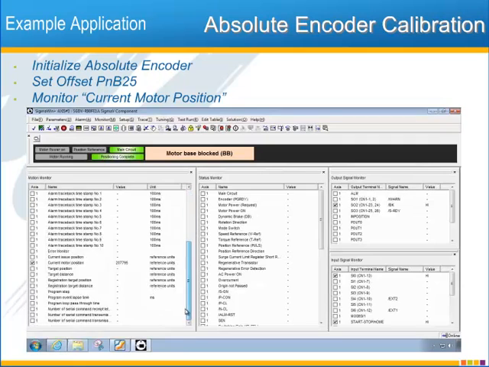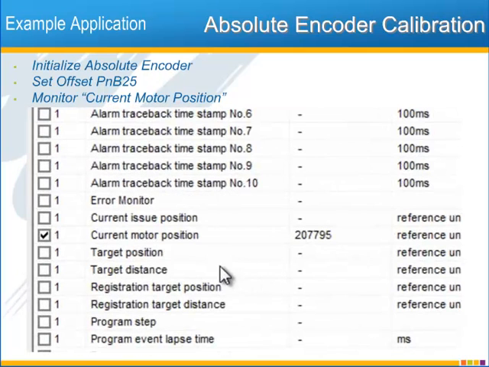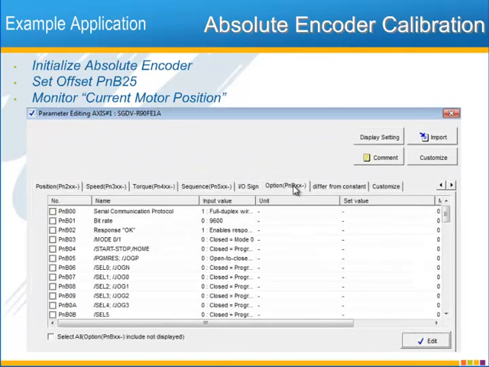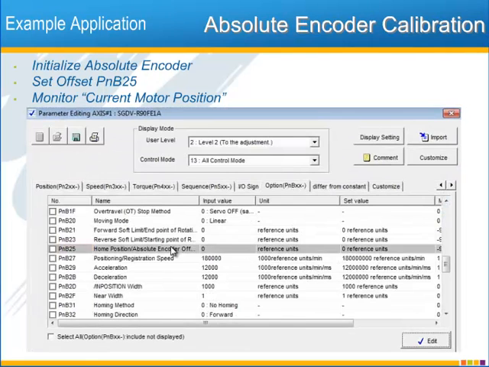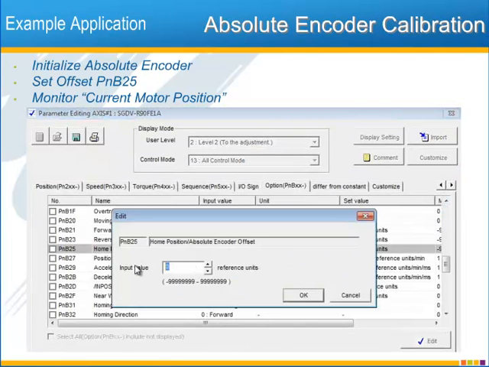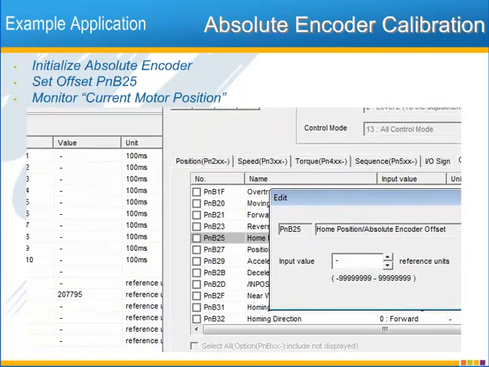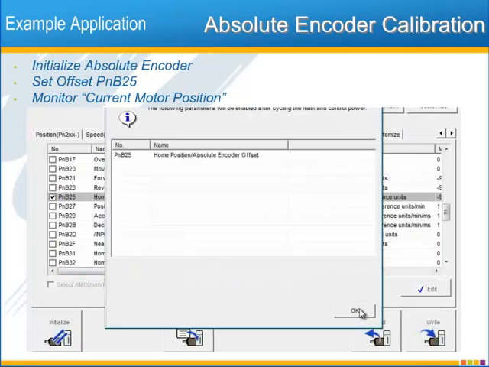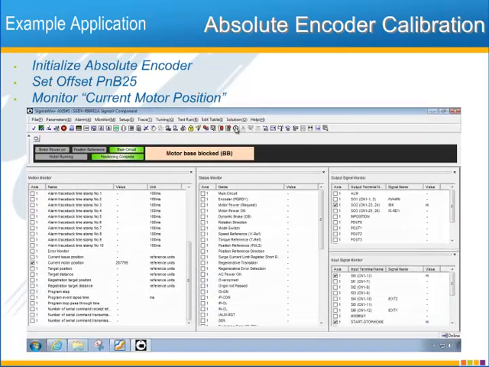So now I'm at 0 position, and the idea is to cancel out this feedback absolute position with the offset. So I'll go to my parameters again. Go to PnB25 and set the offset to the inverse of the current motor position, -207,795, matching this number here. Okay, you write that in. It says you have to cycle power. Close that and software reset.